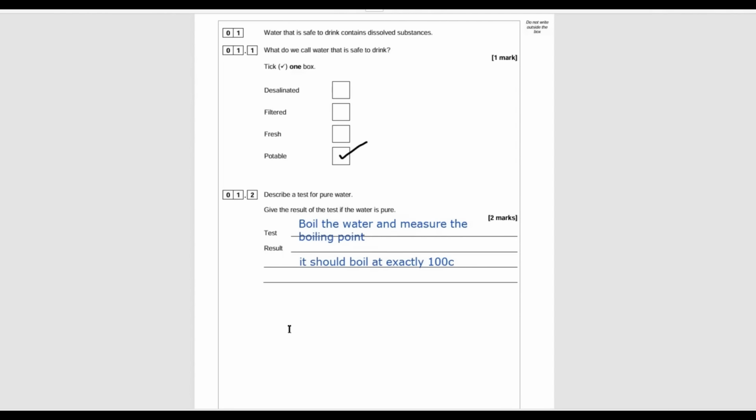If it boils over a range, so if it starts bubbling at 98, but the temperature still rises until 105 for water, then that is not pure water. It has other things in it. So pure substances boil at an exact temperature. That is their boiling point. Or you could do melting point, freezing point, whatever, but I'm going with boiling point.